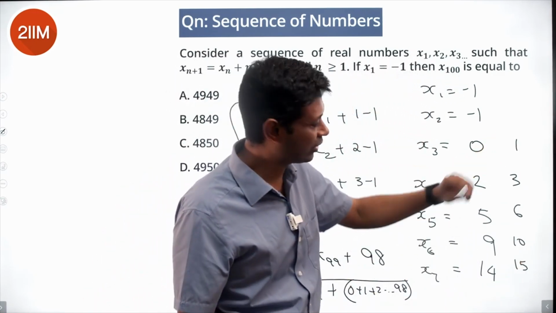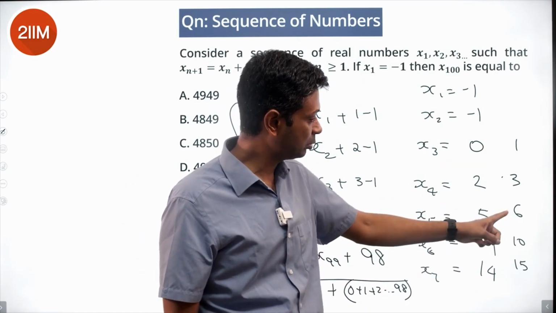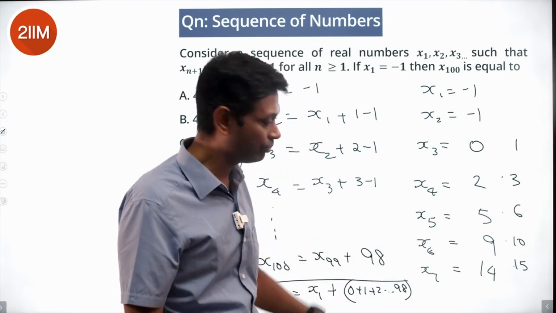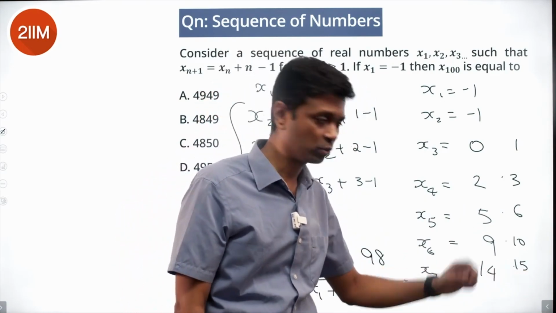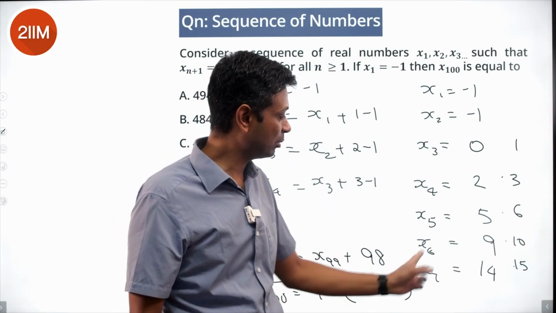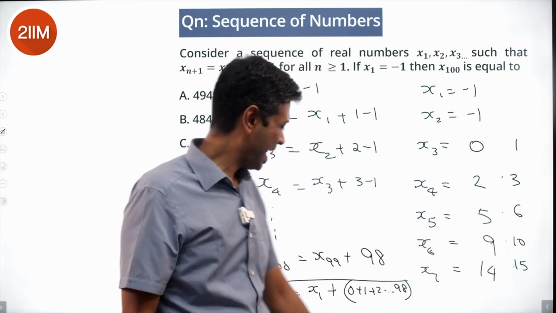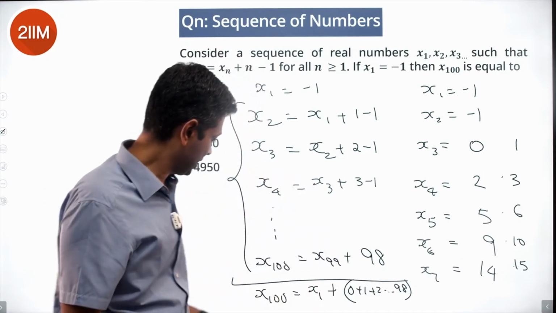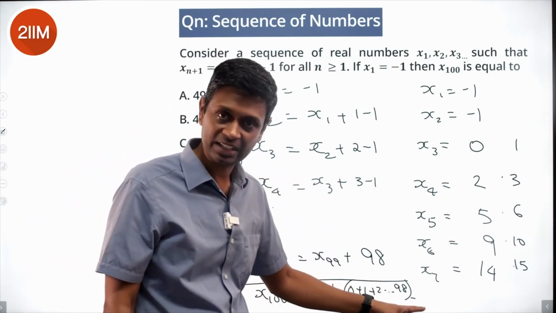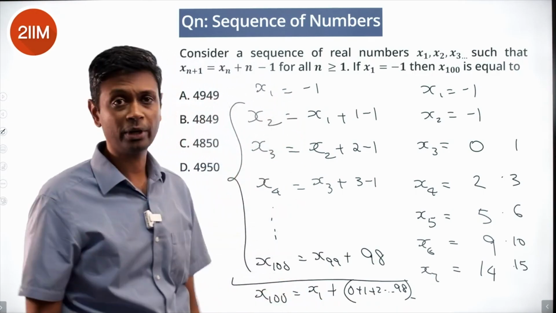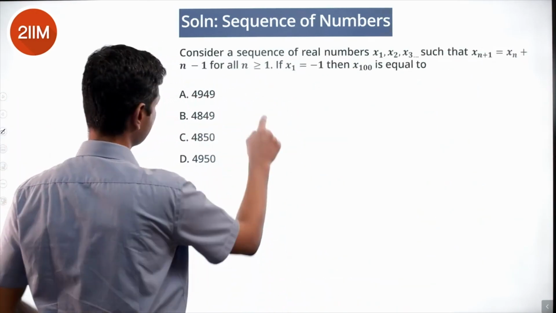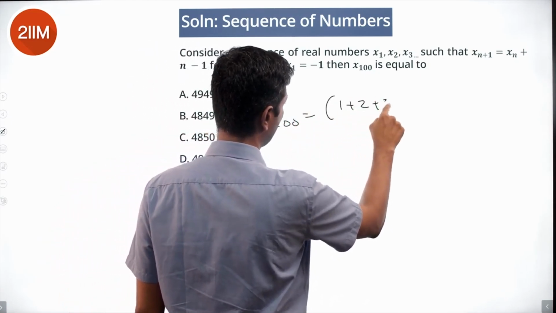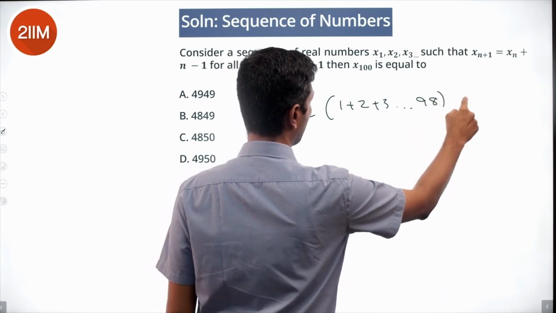This is just the sum up to one natural number, sum up to two natural numbers, sum up to three natural numbers, sum up to four natural numbers, sum up to five natural numbers. x7 is the sum up to 5 natural numbers minus 1. x6 is the sum up to 4 natural numbers minus 1. x100 would be the sum up to 98 natural numbers minus 1, or x100 is equal to 1 plus 2 plus 3 all the way till 98 minus 1.